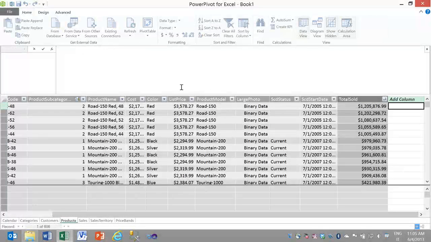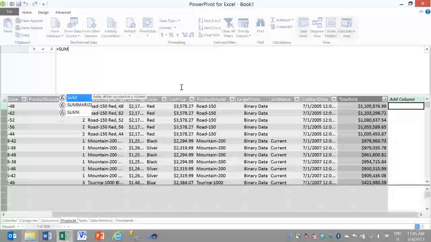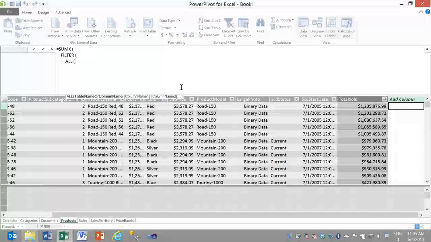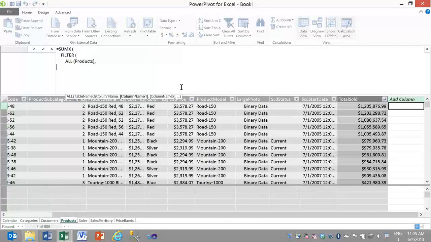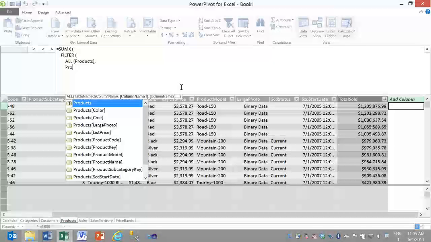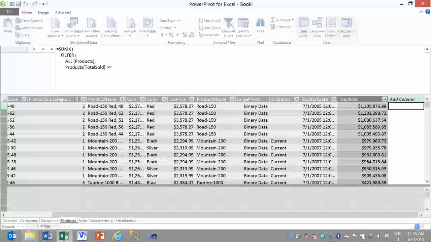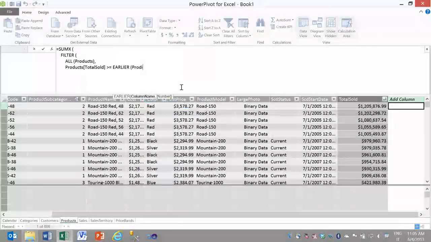Then we need another column, which is the incremental total sold. That is the total sold of this product and all the products that sold more than it. Again, this is not very complex. What you need to do is check all the products and find the ones that sold more than the current one. So you need to get the products where the total sold is greater or equal than the current total sold.